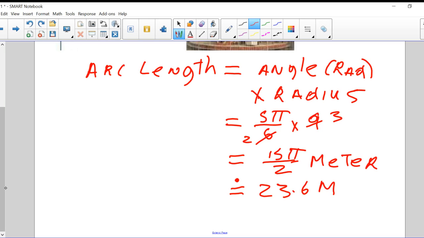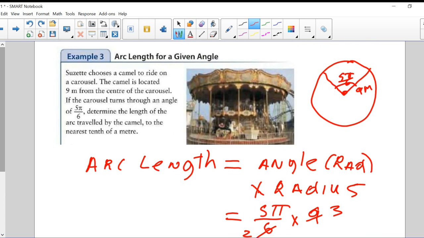So that's a simple use of the radian measure. If it's in radians, then you can just simply multiply those two things together and you get the length of the arc. If it's not in radians, then we have to use a different strategy. It's very simple.